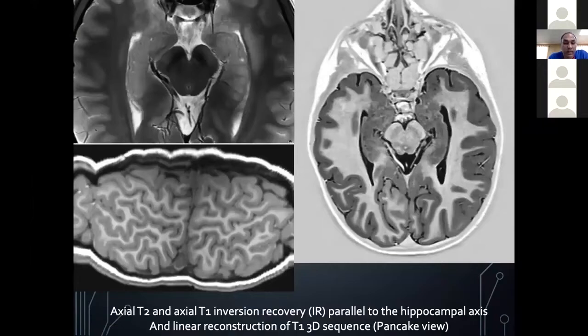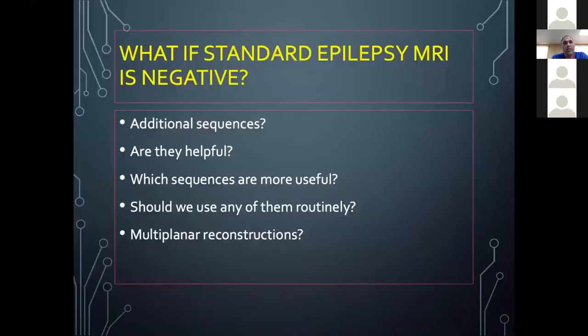These are some of the acquisitions and how they can be reconstructed, and you can look at those. But the most important thing is that when we are doing these scans, we try to get a good quality scan and use the best quality sequences. There are no shortcuts, because a lot of times, because of a bad scan, we are not able to diagnose the underlying condition.